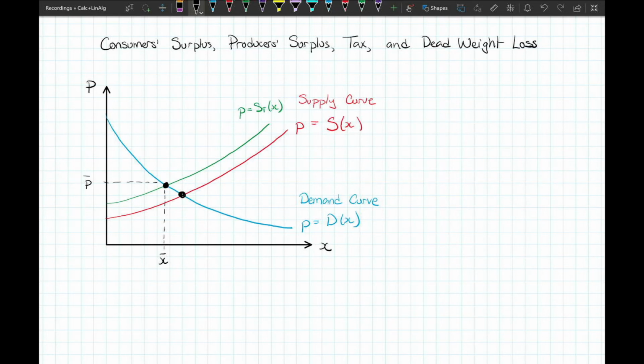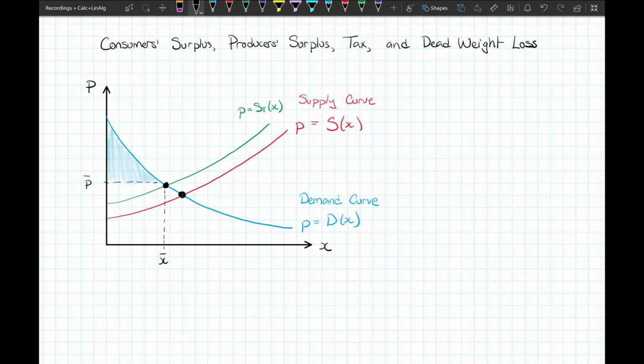This will take the consumer surplus and it will shrink that area. You can see the blue shaded region that is below the demand curve, but above the equilibrium price is now a little smaller than it used to be. But what about the producer's surplus? That's a little bit more interesting.